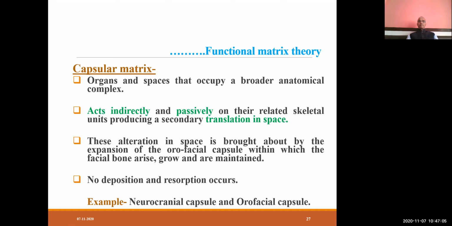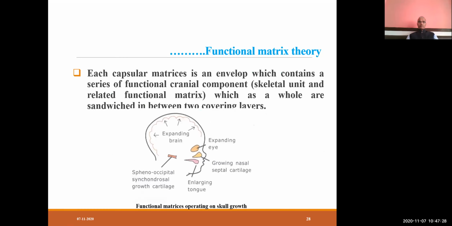So this alteration in space is brought about by the expansion of the orofacial capsule, within which the facial bones arise, grow, and are maintained. And no deposition and resorption occurs in this capsular matrix, whereas deposition and resorption occur in the periosteal matrix. For example, the neurocranial capsule and orofacial capsule.